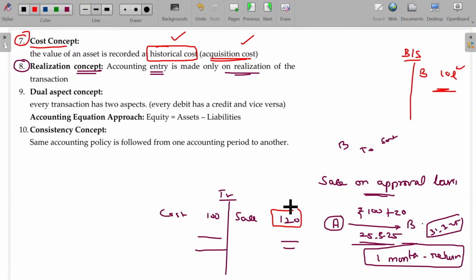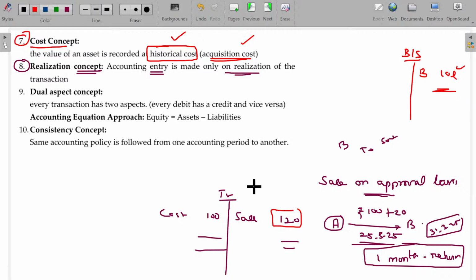If I consider this as sales in this period, you realize 20 rupees profit, you are pretty happy this year, you made good profit. Or the salesman may demand the commission also. If he demands, sir, I sold it for 120, give me the commission, you have to immediately tell him, wait, I need to get the confirmation of the sale. Only when the sale is confirmed will I give the commission.